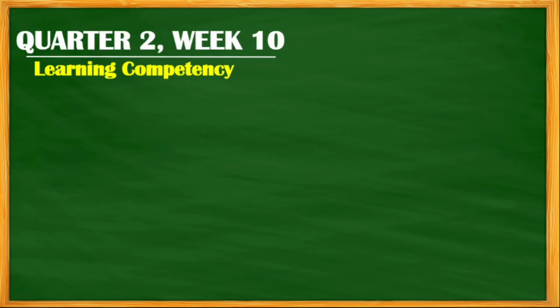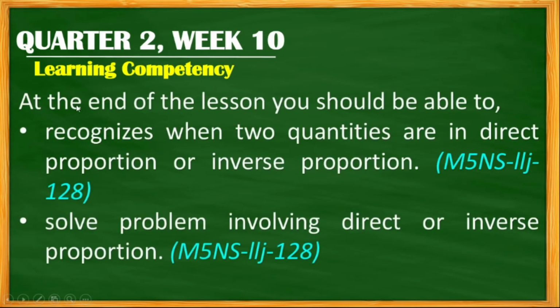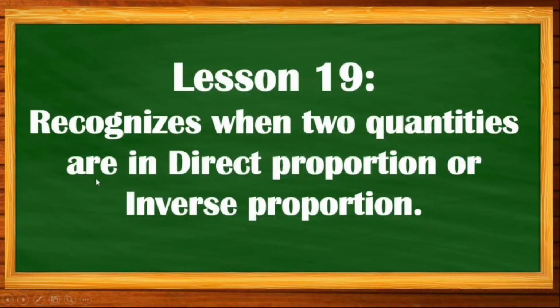So for this quarter, Week number 10, our learning competency is that at the end of the lesson, you should be able to recognize when two quantities are in a direct proportion or in an inverse proportion. And we're going to solve problems involving direct or inverse proportion. So let's proceed to lesson number 19. We're going to recognize when two quantities are in a direct proportion or inverse proportion.